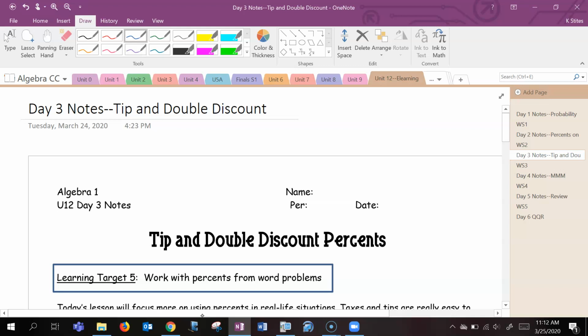Like for example, at a bunch of stores, I get a teacher discount of 10%. So even if something is on sale, I get an additional 10% off on top of that. And sometimes they have that for military or for students as well. So these situations actually do happen. So let's take a look at them.